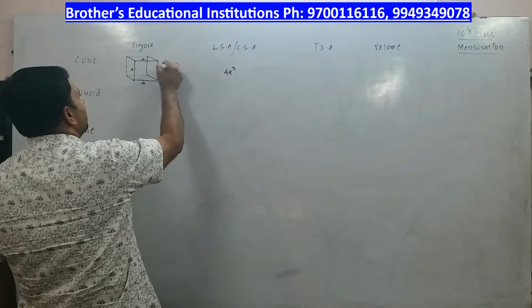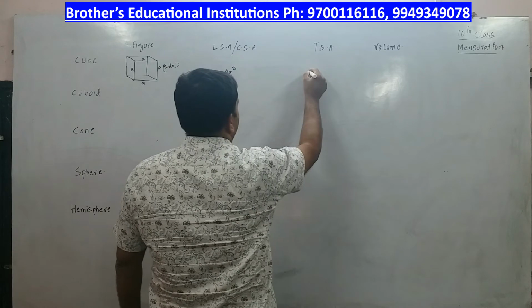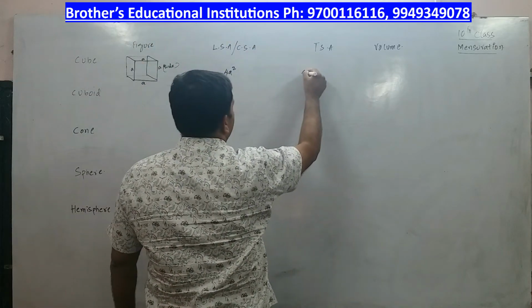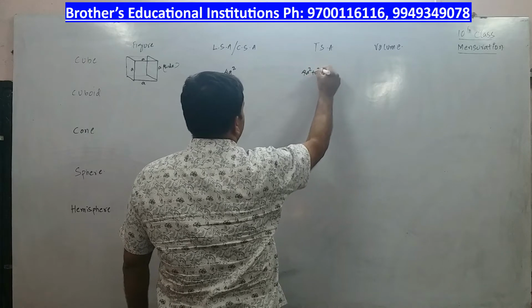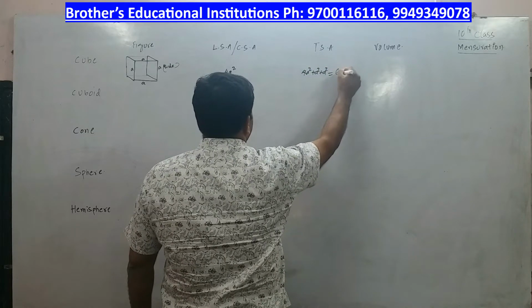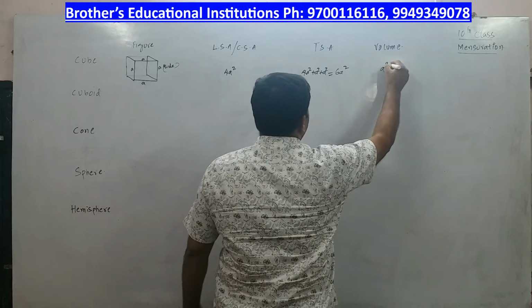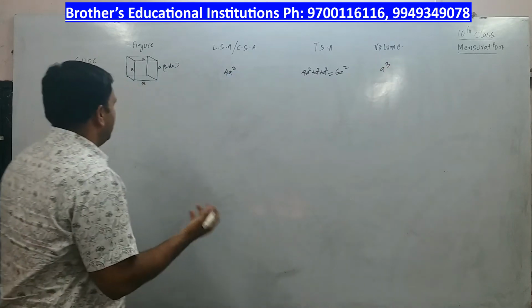Alright. Similarly, the total surface area will be the top one and the bottom one added. It will be 4A square plus A square plus A square, and that is equal to 6A square. And volume of a cube is given by the formula A cube. Very simple formula, very easy to remember.